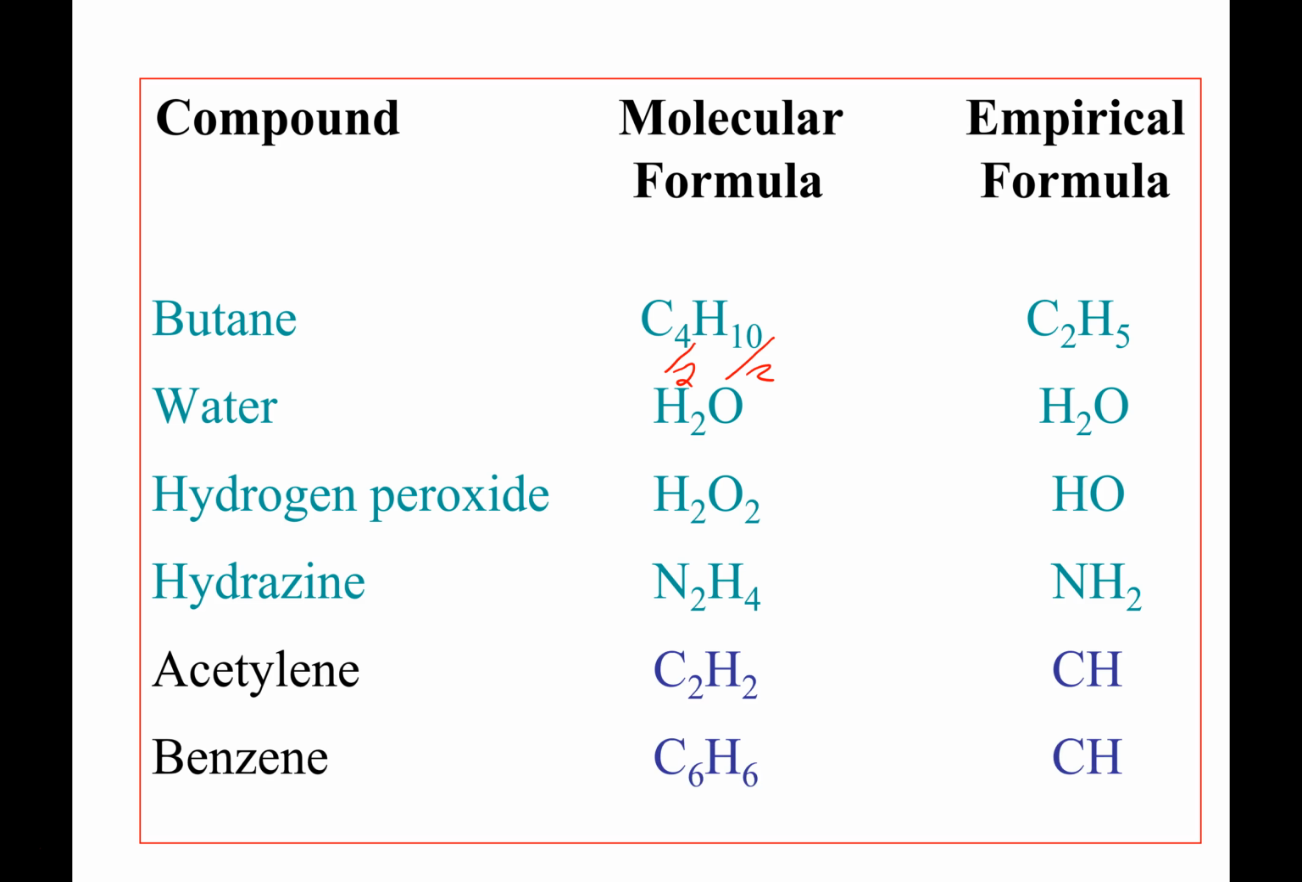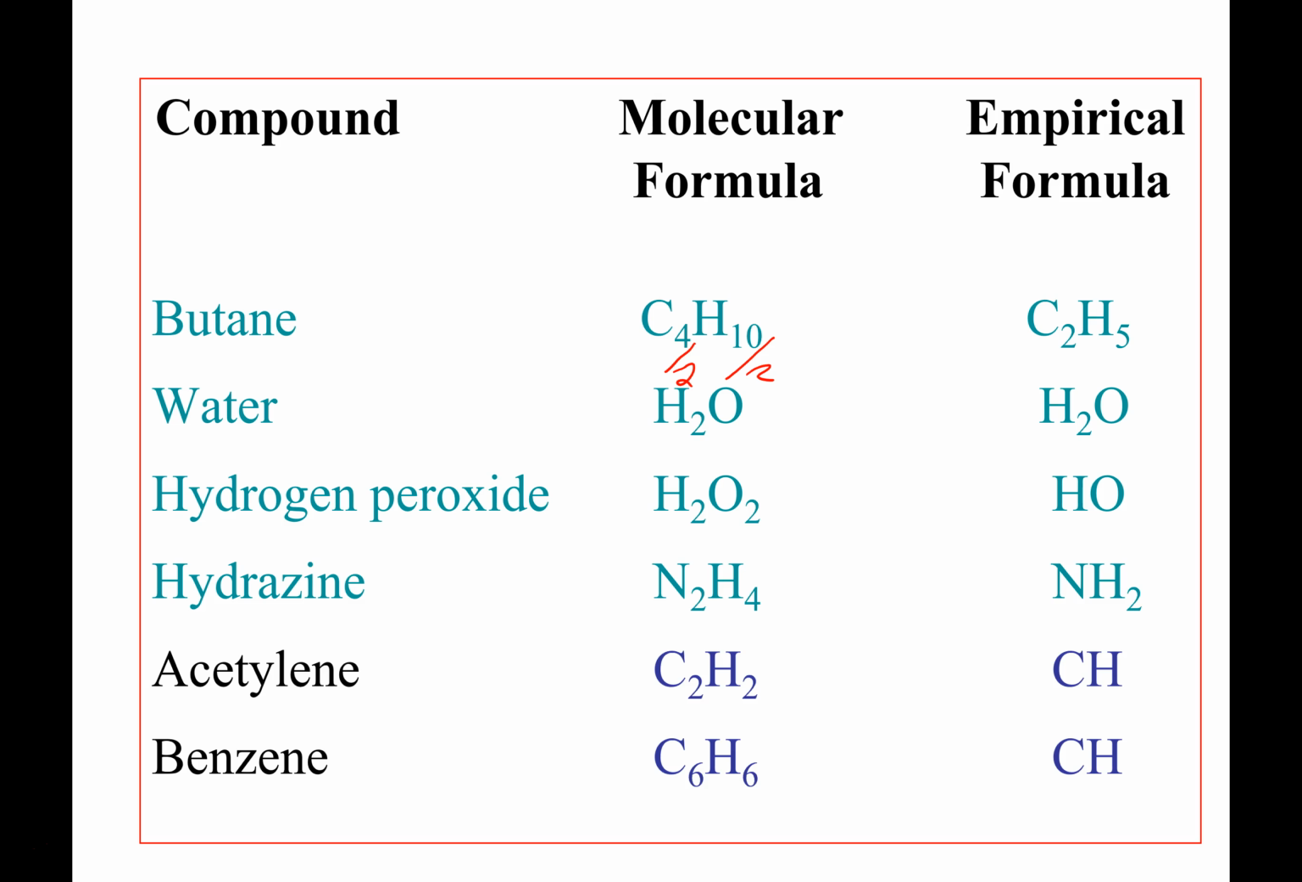Well, what about benzene? Benzene is a circular molecule, and it's got 6 carbons and 6 hydrogens. So divide 6 and 6 by 6, and you get 1 and 1. So notice that its empirical formula is also CH. I just think that's neat that we have 2 very different compounds that have different molecular formulas and the same empirical formula.